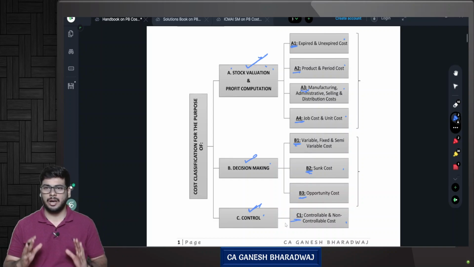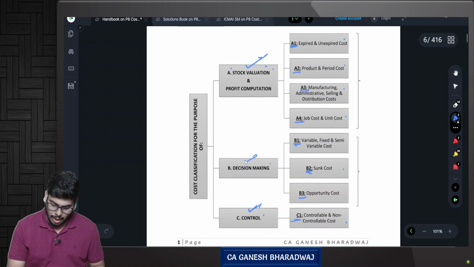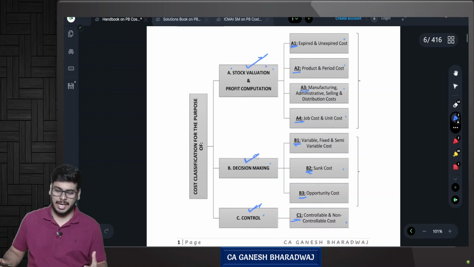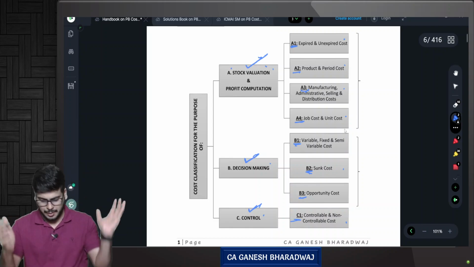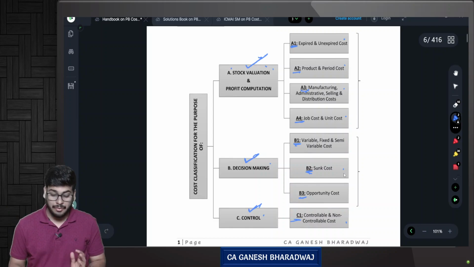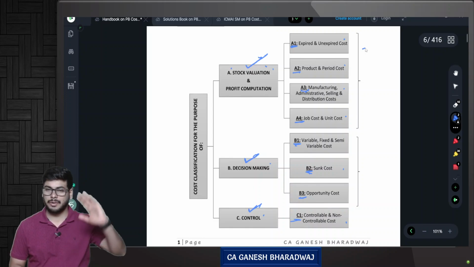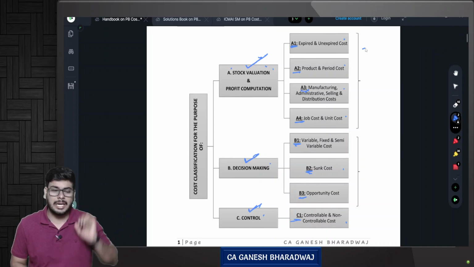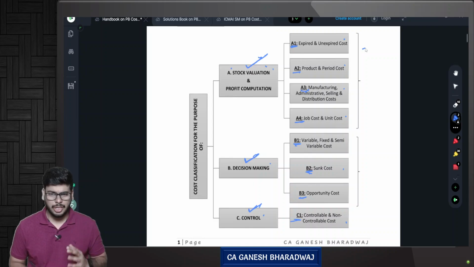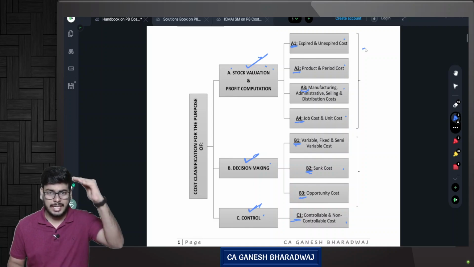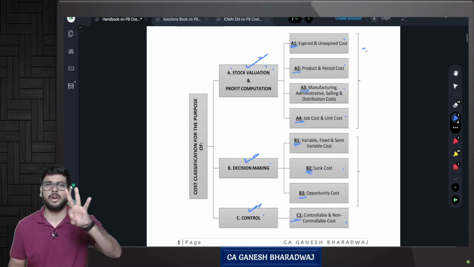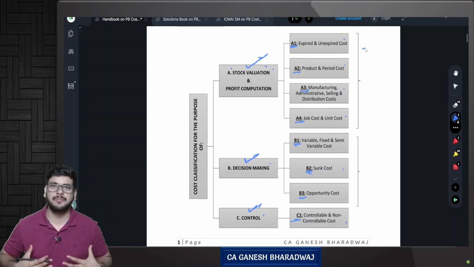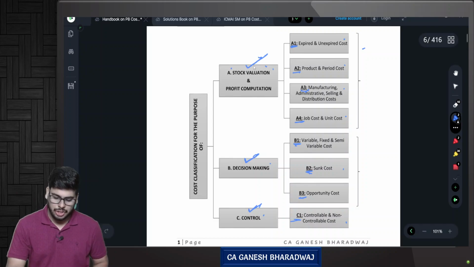Yes. Now understand, when you are sitting in a decision making area, you will not use A1, A2, A3, A4. You will only look at cost from the perspective of B1, B2, B3. Correct? When you are sitting in objective A, stock valuation and profit computation, it needs to be looked at only from the A1, A2, A3, A4 perspective. So you are basically trying to say that in our subject, we have broadly three objectives. Yes, our subject is meant for these three objectives: stock valuation and profit computation, decision making and control.